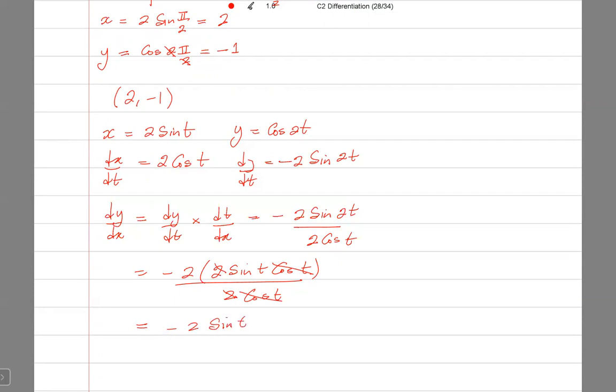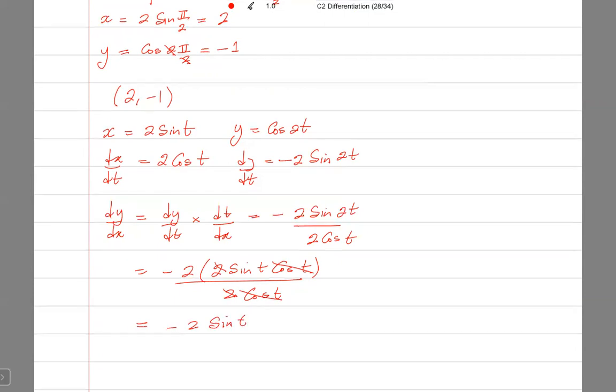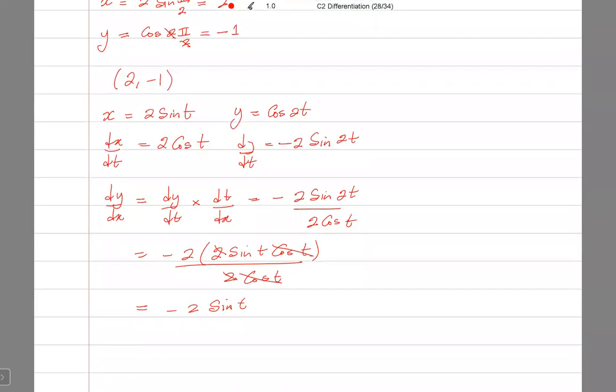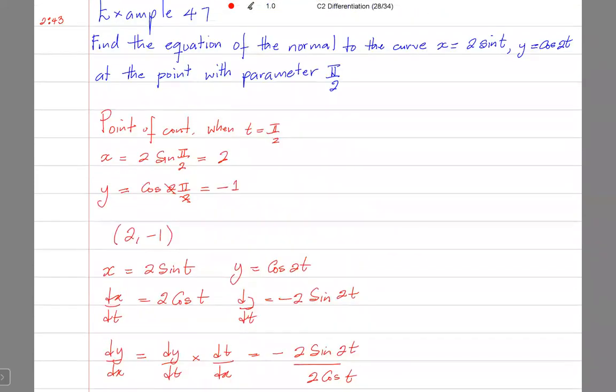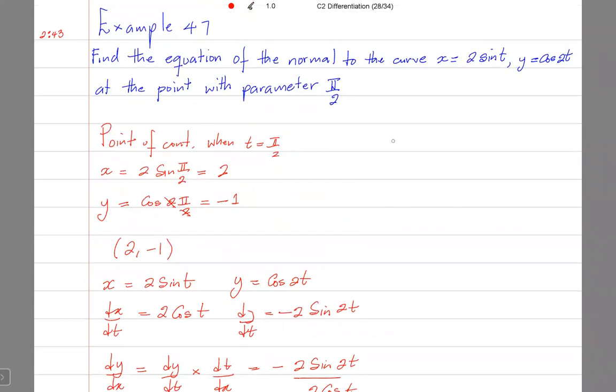t. Now, when t is equal to pi by 2, I'm going to get dy by dx is equal to minus 2 times the sine of pi by 2, because we're looking at when t is equal to pi by 2. The sine of pi by 2 is 1, so this becomes minus 2. All right, so now I have the gradient and I have the point of contact. Now let's go for the normal.